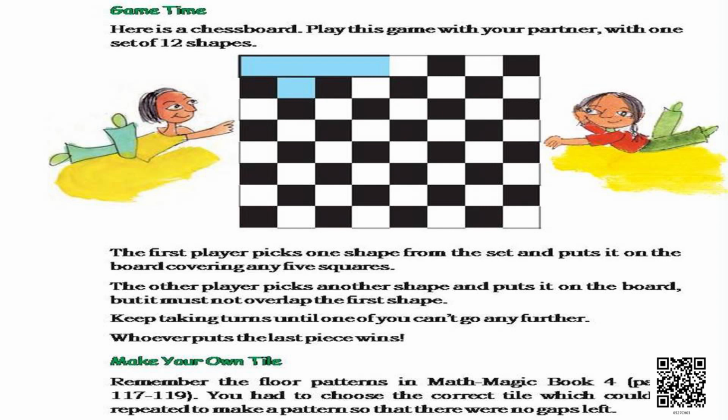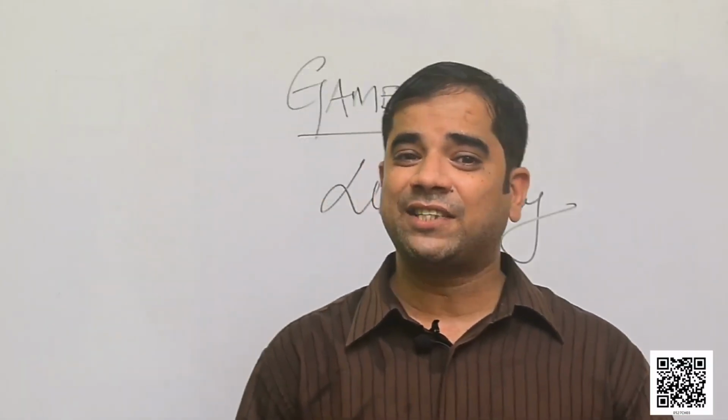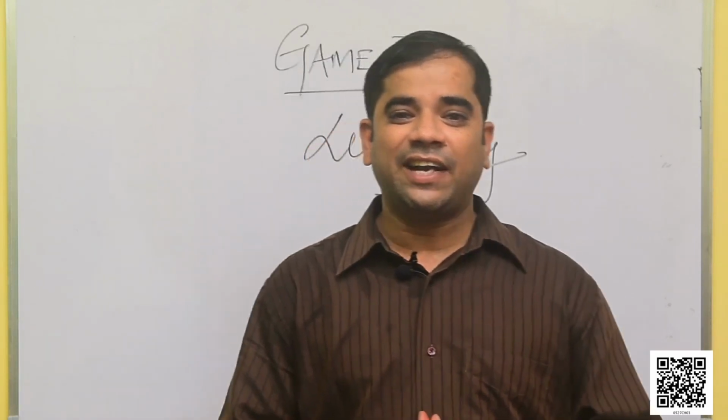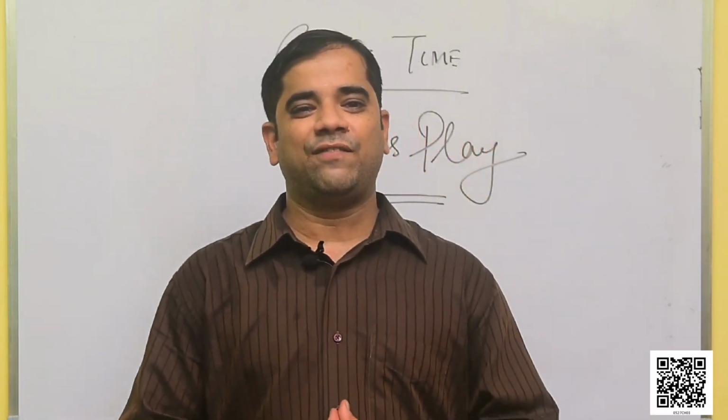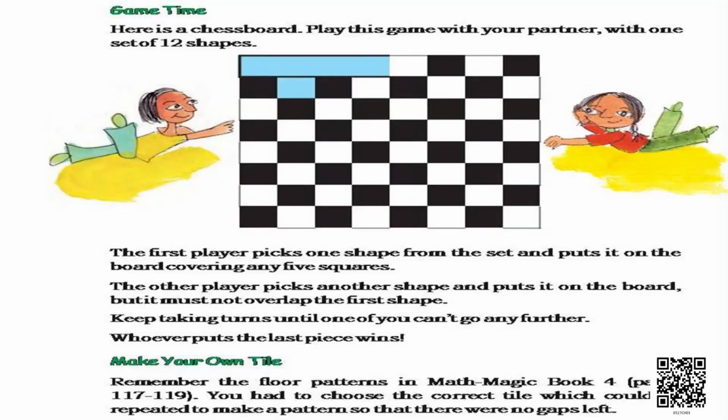The other player picks another shape and puts it on the board, but it must not overlap the first shape. Keep taking turns until one of you can't go any further. Whoever puts the last piece wins. Hooray! The next one is make your own tile.